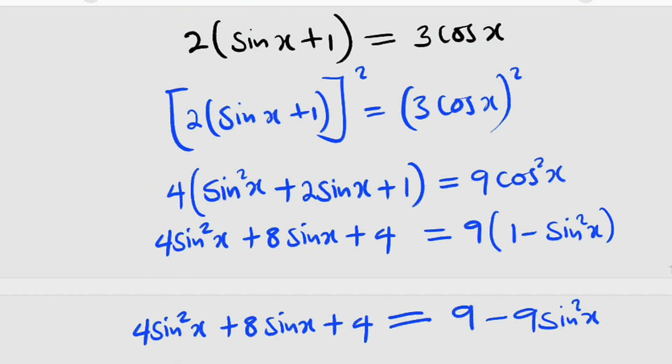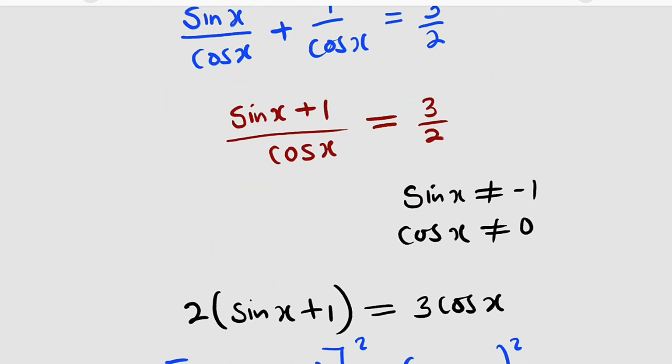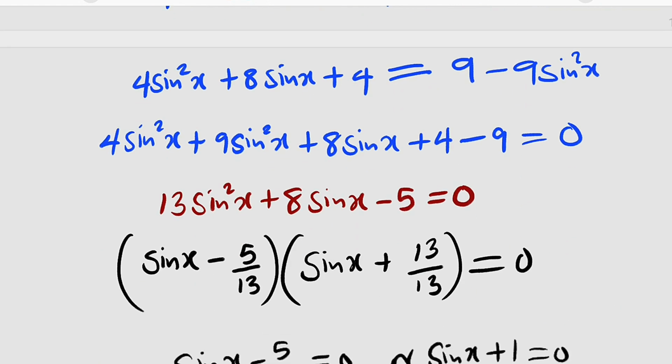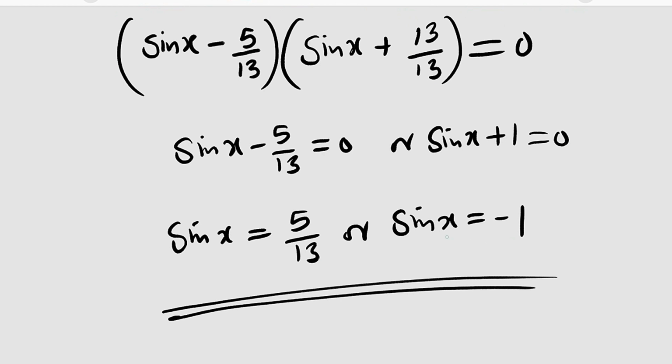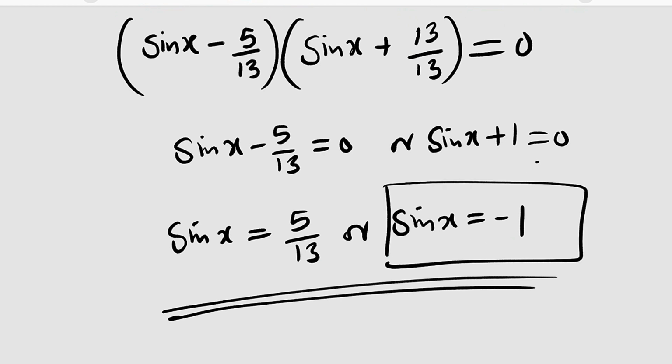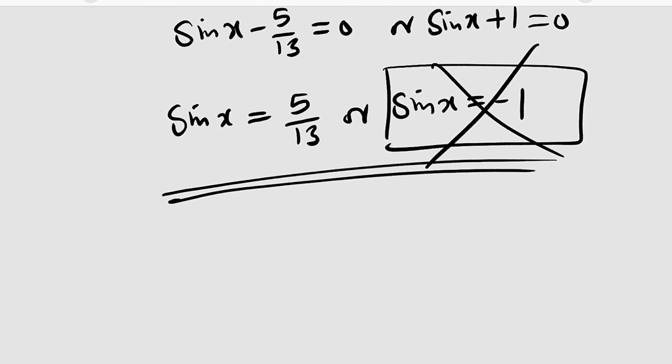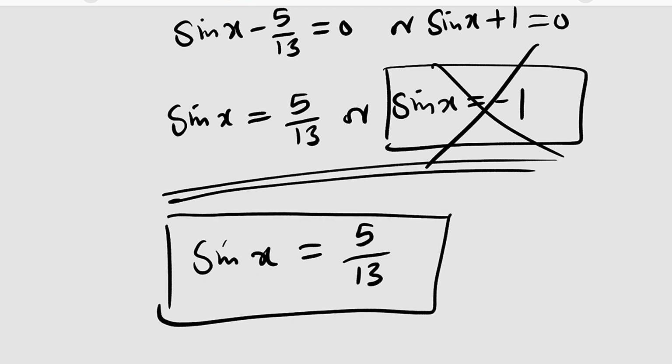But remember, from here we say that sine x can never be equal to negative 1, and hence we are going to discard the other solution here. We don't want this, and hence we are going to consider sine x equal to 5 divided by 13. Remember, we are not looking for x, rather sine x, treating sine x as variable. And this is all I have for you today.